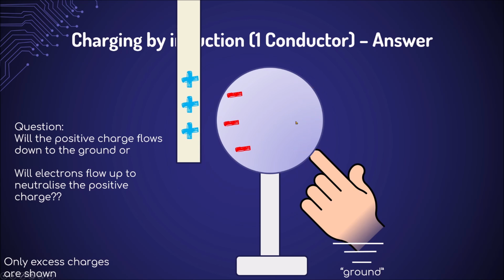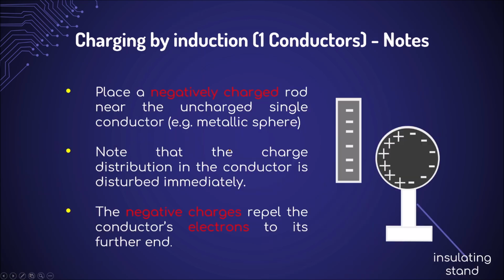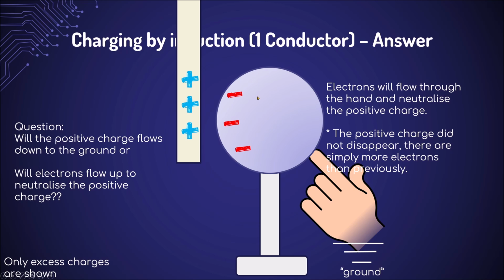Okay, the charge did not die or disappear. It's just neutral, so I don't draw the excess charge. And now the sphere, because electrons have entered the sphere, is now more negatively charged. Okay, makes sense? More electrons have entered the sphere. So with that, if I remove the rod, the electrons will redistribute themselves, and this whole sphere will be negatively charged.